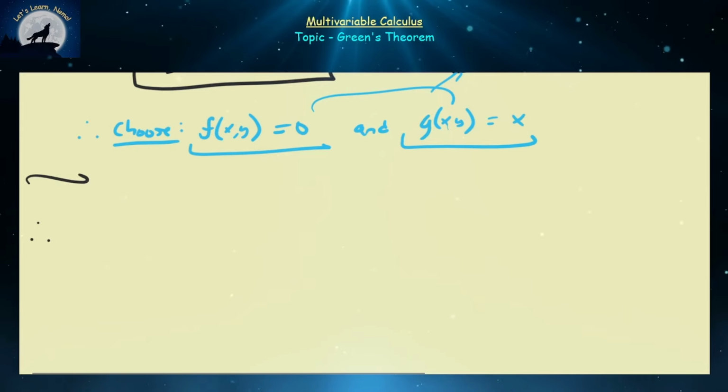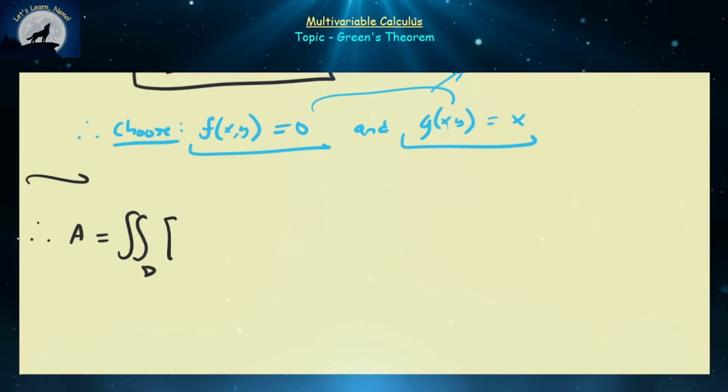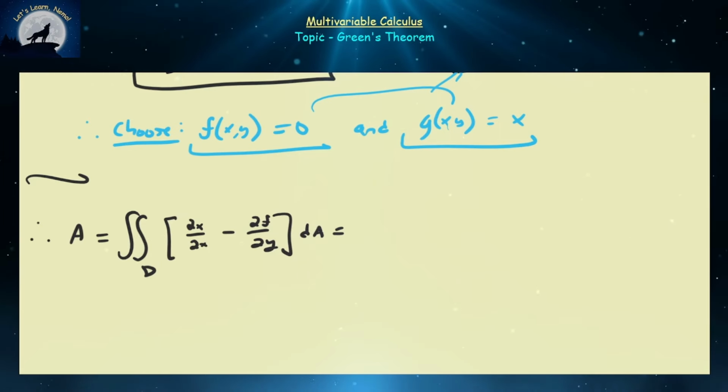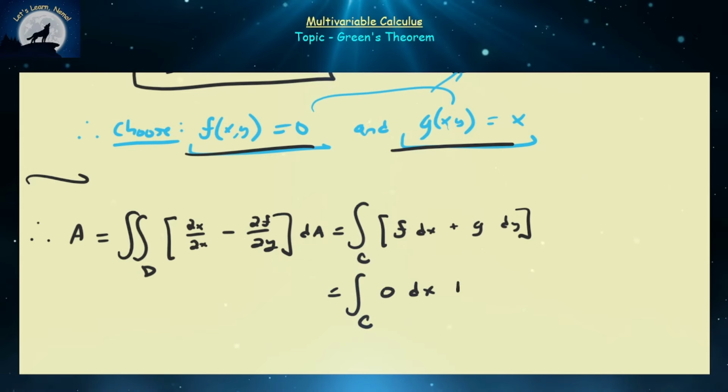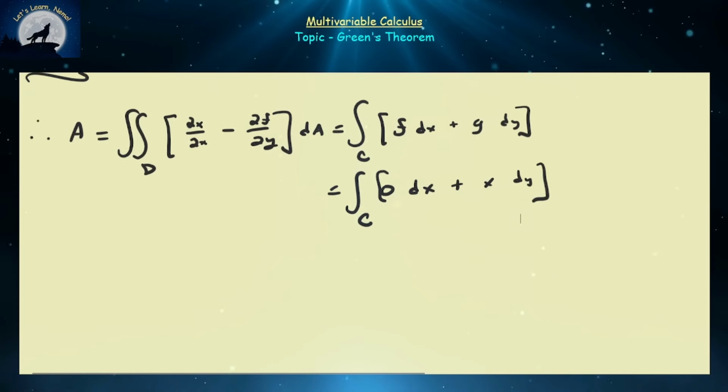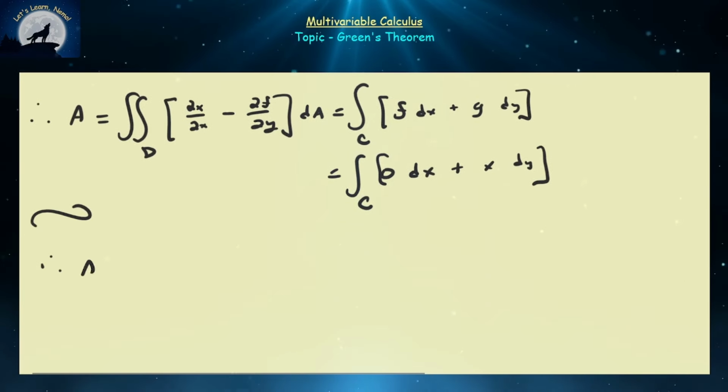Right? So that means A, which again is the double integral over some region D of partial g, partial x, minus partial f, partial y, dA, will be equal to the integral over C of f dx plus g dy. And this, by choice of our f and our g, will be equal to the integral over C of 0 dx plus x dy.